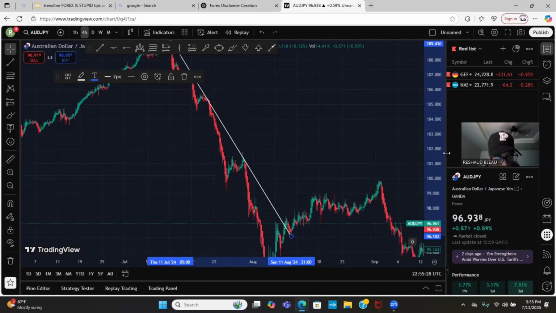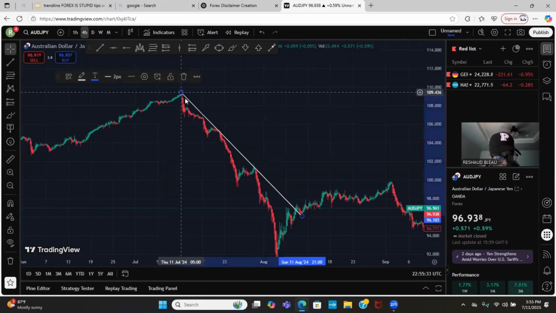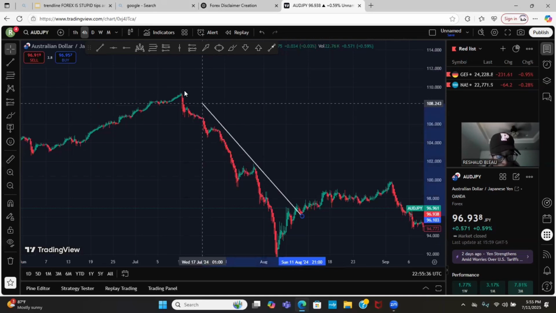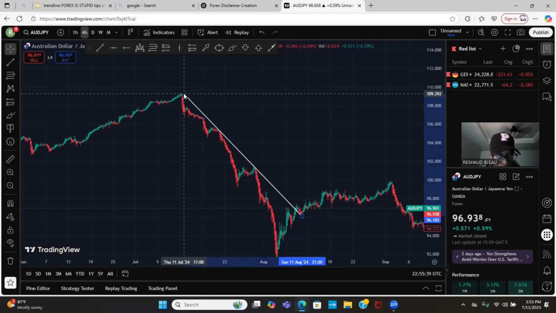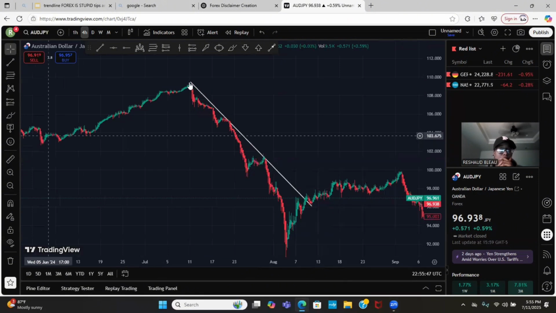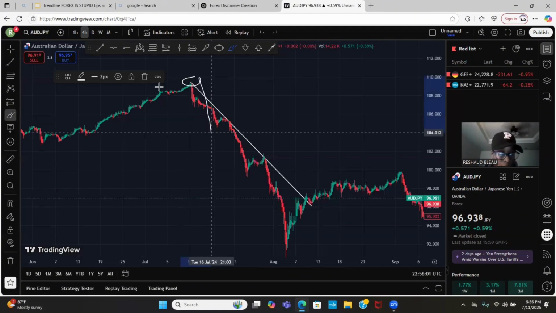There you go. Did it break through? No. Let me see. Yeah. Okay. Boom. There you go. So as you can see, price made this high point here, right? And then once price made that high point, it came down, made a low, and it retested back.